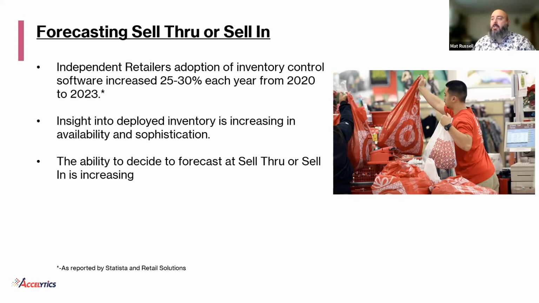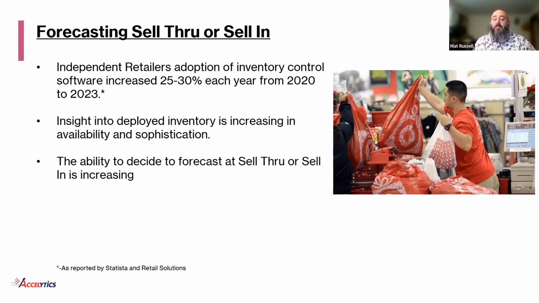And through a little bit of research, independent retailers are adopting inventory control software at a rate of 25 to 30% of new users a year. That's averaged from 2020 during COVID through 2023, where we're seeing 2023 uptick slightly as well, right? So the insight and deployment of inventory is increasing in availability and sophistication. The data is coming out of just the box stores, or it's coming out of the box. It's going to be in your independents. It's going to be in your retailers. It's going to be in the smaller places that are going to be able to increase your visibility to what you have deployed in the field.